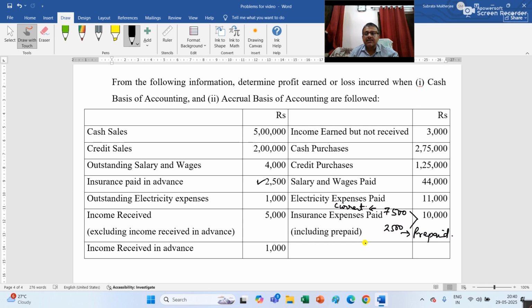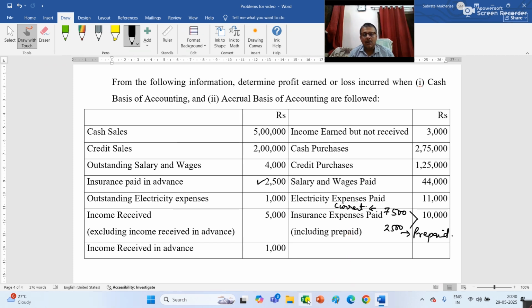Now I have discussed all the journal entries. Well, the insurance paid rupees 10,000. What is the journal entry? Prepaid insurance account debit 2,500. Insurance expense account debit 7,500. To cash 10,000. So I have discussed all the journal entries which are there in the question.